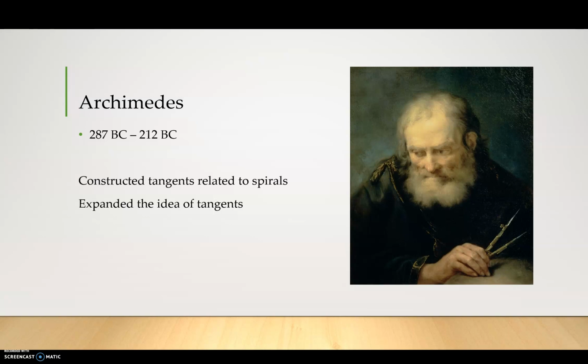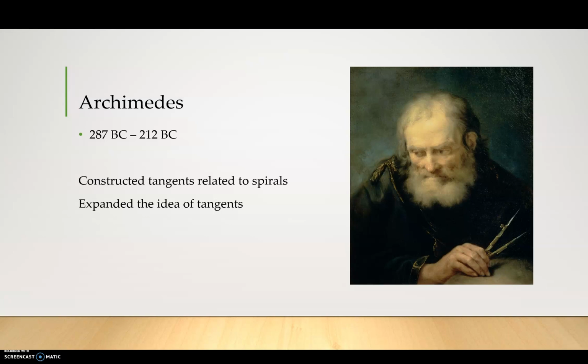He spent a lot of time talking about spirals and a lot of other different types of math, and he extended the idea of tangents past circles and also tried to construct tangent lines to his namesake spiral. He actually has a spiral called the Archimedean spiral. So he's expanding the idea of tangents beyond just touching a circle to touching really any curve.